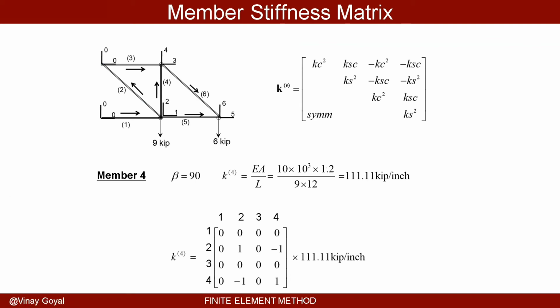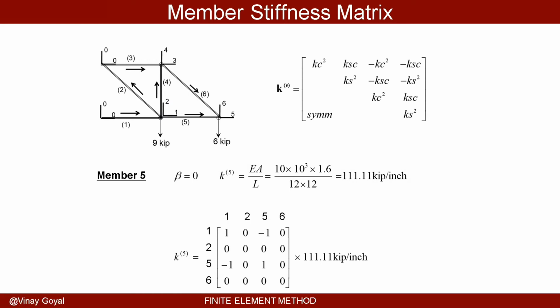For member number 4, which is this one right here, again, I is at the bottom, J is at the top. So this is the angle I'm looking at as a right-hand triangle with 90 degrees there. So I just plug it into my formula, and I know the area for that truss, I know the length. I can calculate K.